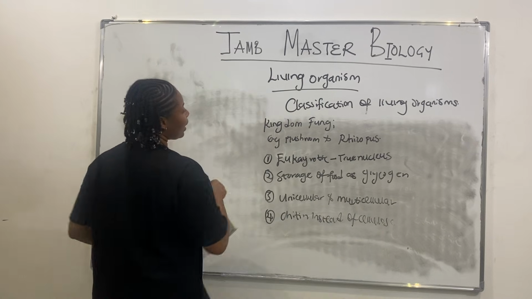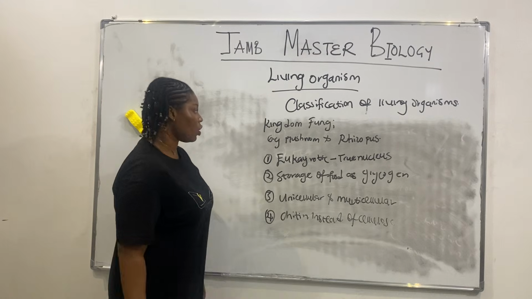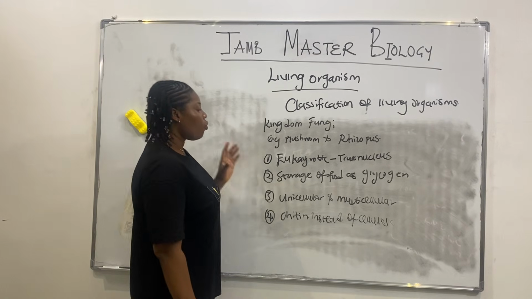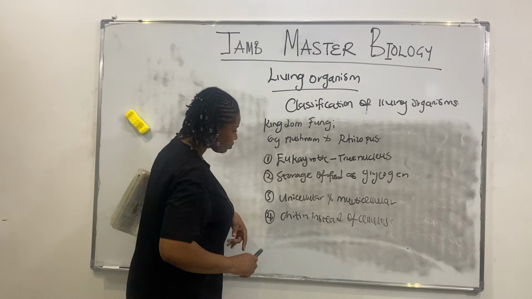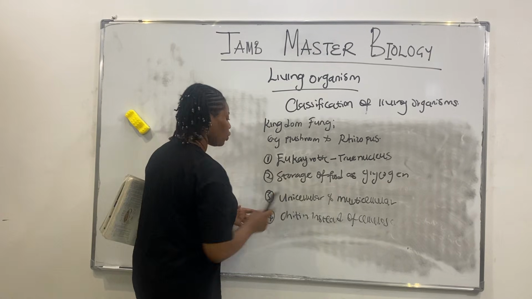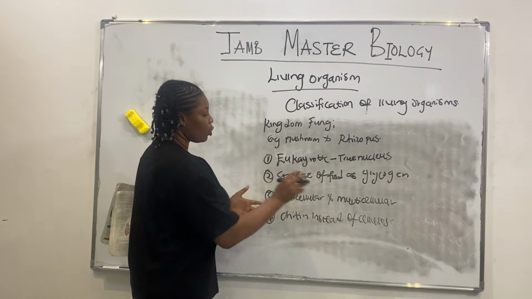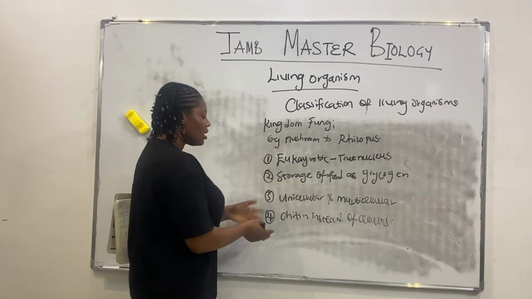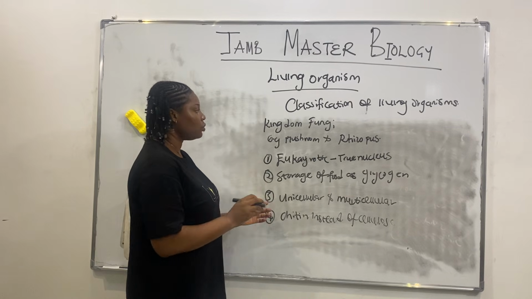So kingdom fungi, for example, I said we have mushroom and rhizopus. And I'm saying that under kingdom fungi, one of the characteristics is that they are eukaryotic, which means that they have a true nucleus. They store their food as glycogen. Some are unicellular, which means that some are single cell, some contain multiple cells. Now they are composed of chitin instead of cellulose.